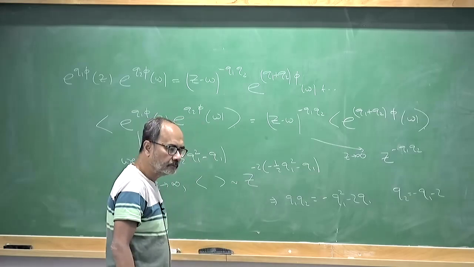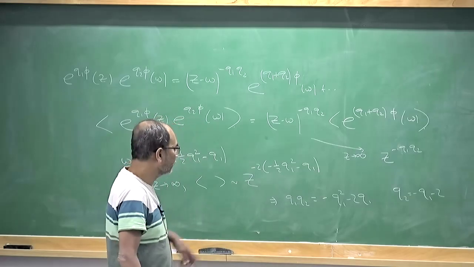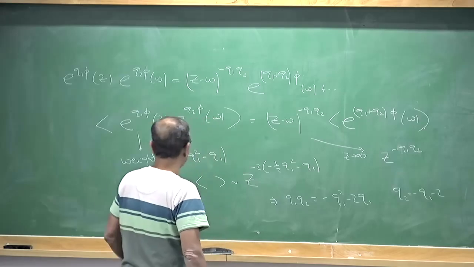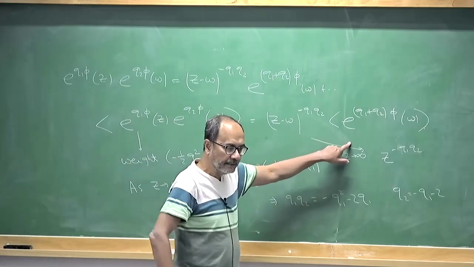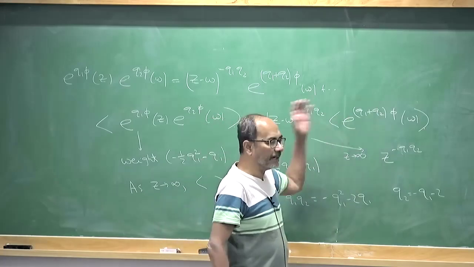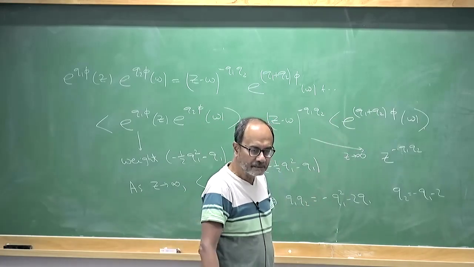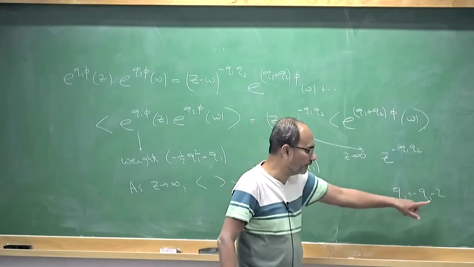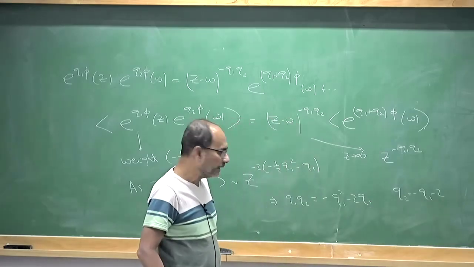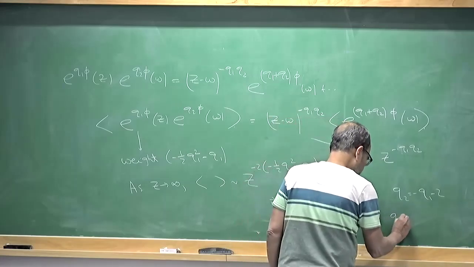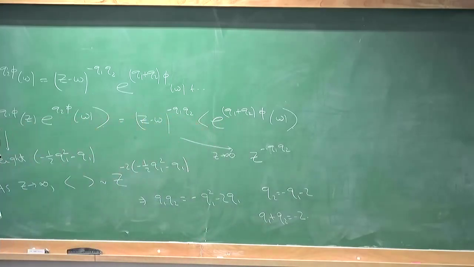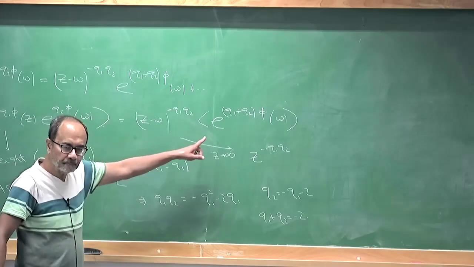Only then will this correlator not vanish. Yes, only then this correlator will not vanish. This 2-point function is equal to this, right? Of course, if both sides are 0, then it's always consistent. But if both sides are not 0, then we need this relation: q2 should be equal to minus q1 minus 2, which you can also write as q1 plus q2 equals minus 2. So I use this, okay?